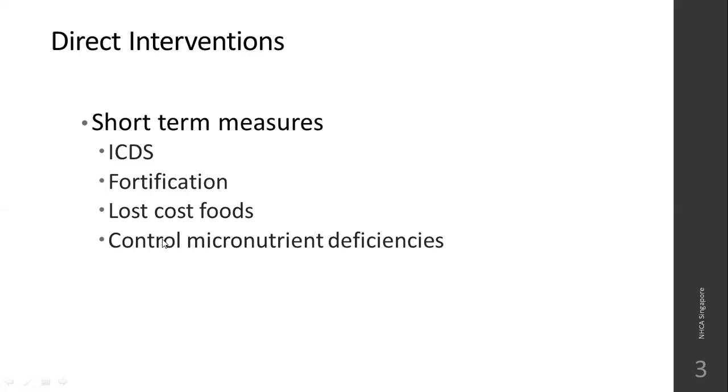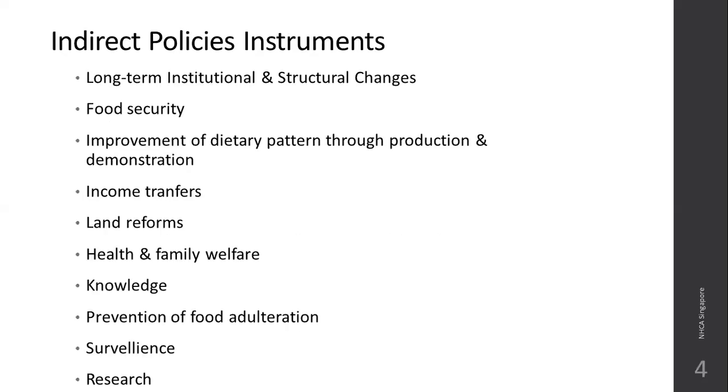Then we have long-term interventions, those are indirect. They will not show you direct results immediately. They will not take care of malnourishment immediately, but it will take some time for some structural changes to take place, systemic changes to take place, and then it will show results.